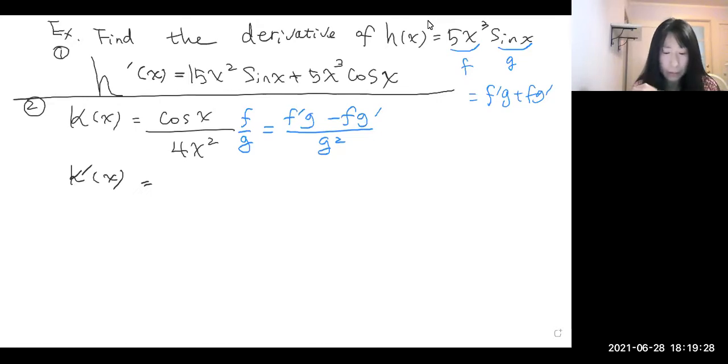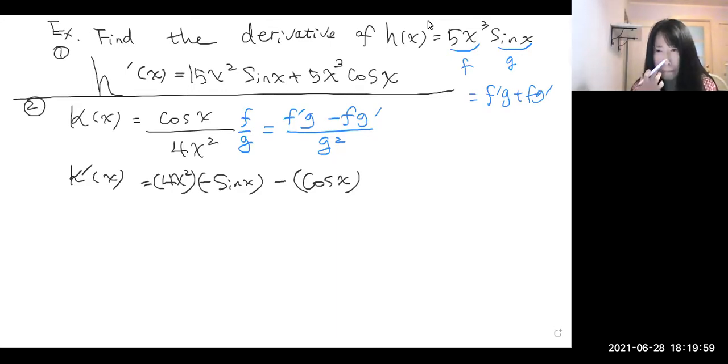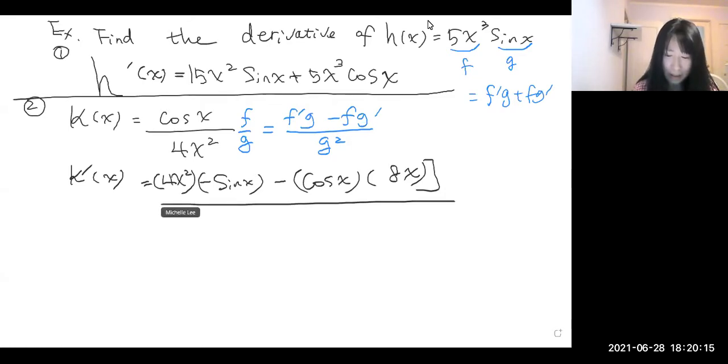So once again, f prime, which is cosine x prime, we get negative sine x. Then g, which is 4x squared, because I don't want to multiply the x with the 4x squared, okay? Minus f, which is cosine x. G prime, what do you get? 8x. 8x, good. Once again, make it bigger. So you can then multiply with x, and 8x over g squared, okay?